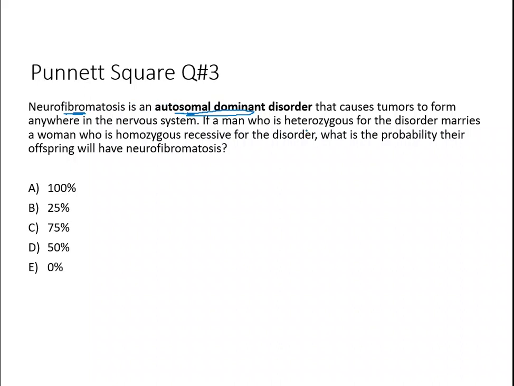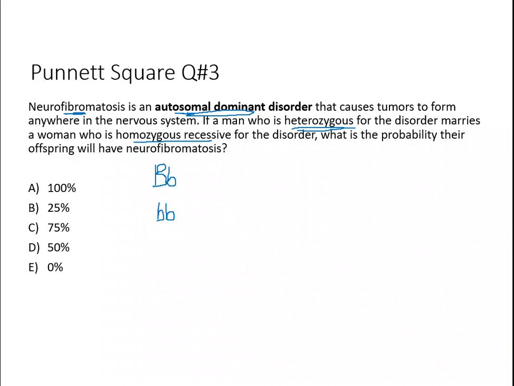All right, now let's take a look at the genotypes of the man and the woman. The man is heterozygous, and the woman is homozygous recessive. You can choose any letter. I would say the man is heterozygous, so we can use the letter B, and I would represent the man like that. This is the male. Now the female, she's homozygous recessive for the disorder, so I would give her 2 recessive alleles.